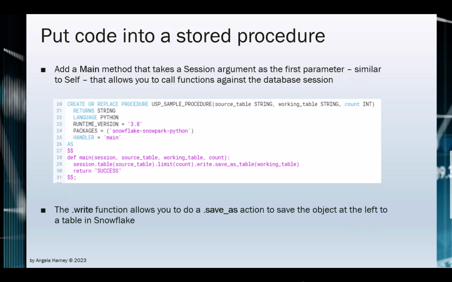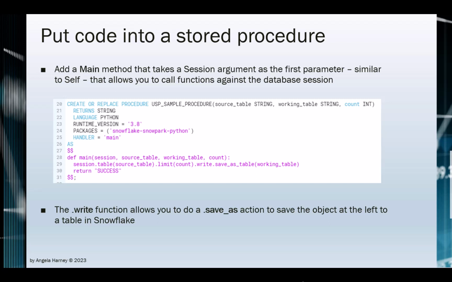When you add your main method, the first parameter by default will be session, similar to self, and allows you to execute commands that refer to objects in the current session in Snowflake, such as table. Other parameters, if they match the names of the ones sent into the stored procedure, will support pass-through of those values to the stored procedure code. You can refer to those parameters without any special prefix in your code.